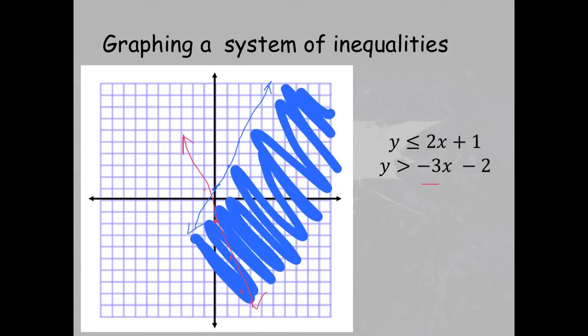Now, we need to do our shading. This is a greater than, so you can tell I made a mistake. I'll go back and fix that. This is supposed to be a dashed line, so what you can do is just kind of erase the solidness. There you go. It's very crooked. And now we need to add our shading. It's y is greater than, so we're going to shade all the points above, again, this red line, all the points above the red line would be here.